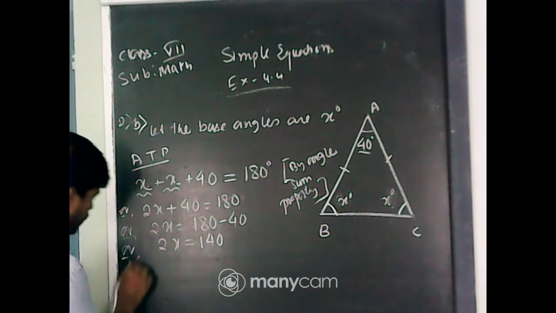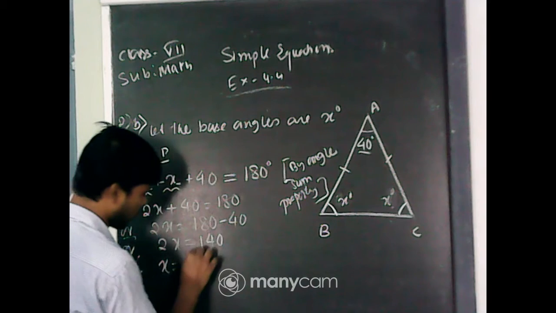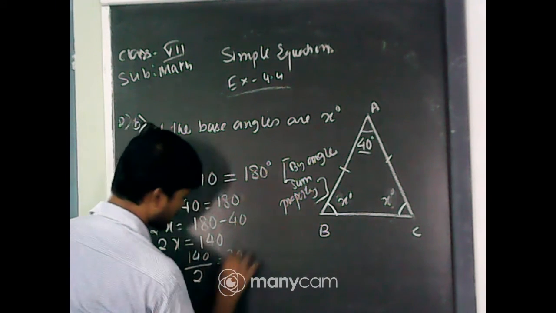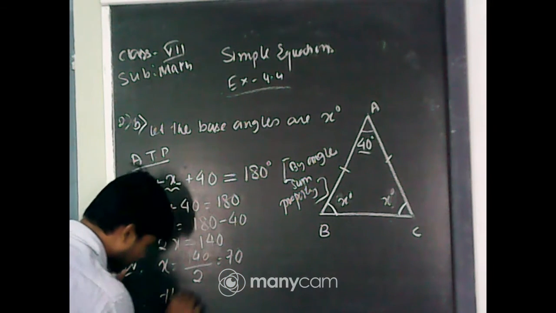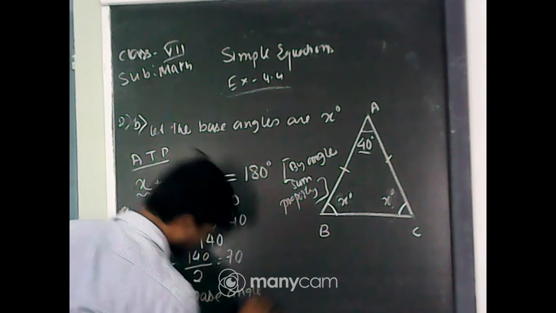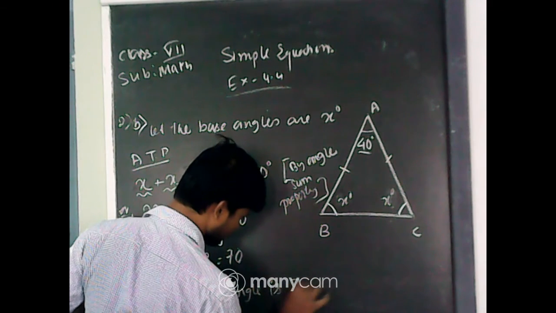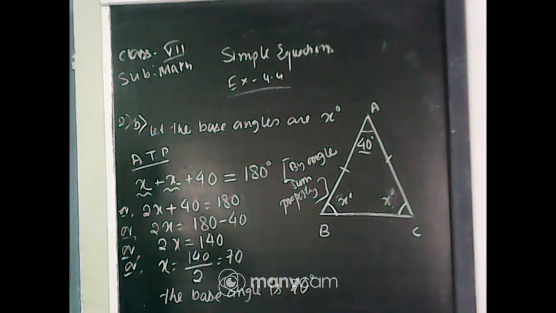140. So if 2x is equal to 140, then what will be the value of x? So the value of x will be 140 by 2. That means 70. Therefore, the base angle is 70 degrees. Yes, very good. The base angle is 70 degrees.